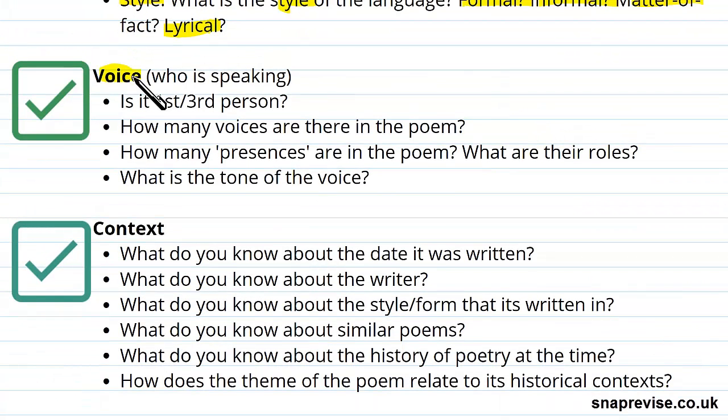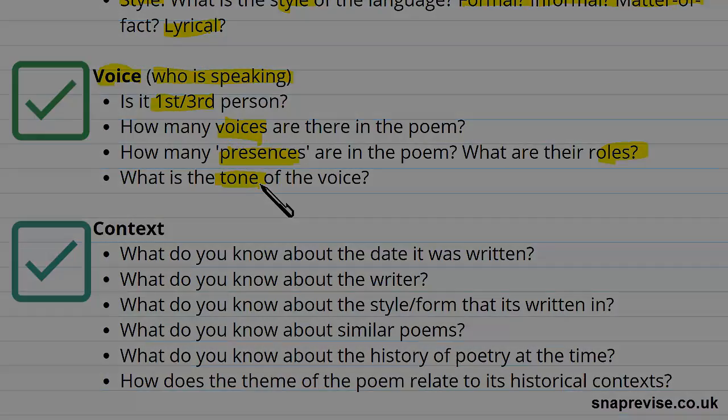Then we look at voice, or who is speaking. Is it in the first or the third person? Who is it addressed to? How many voices are there in the poem? How many presences are there in the poem? What are their roles? And presences here, I just mean kind of people or things that the poem is talking about. So for example, if it's a first person poem but it's talking about their friend, then their friend would also be a presence in the poem. And then we have to think about what the tone of the voice is. We could have a very sarcastic tone or a very intense tone, a very melancholy tone, and so on.